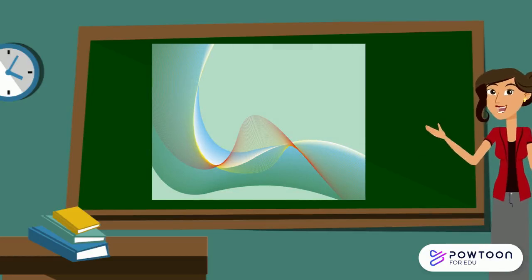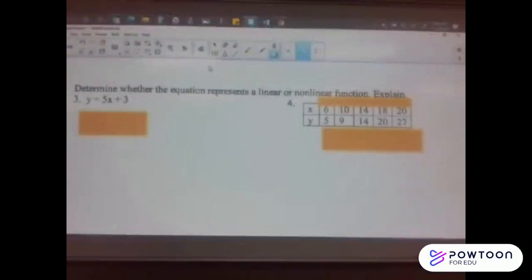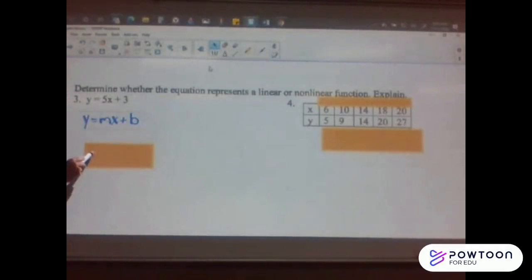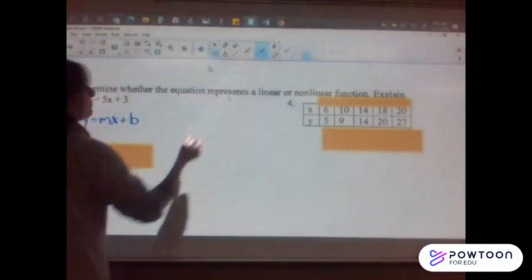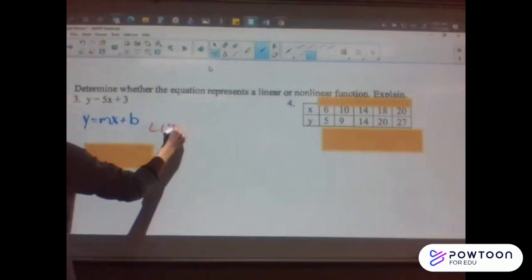And now for linear, continuous, and discrete functions. Okay, now to determine if these are linear functions or not, since this problem is in the form of y equals mx plus b, it is a linear function.